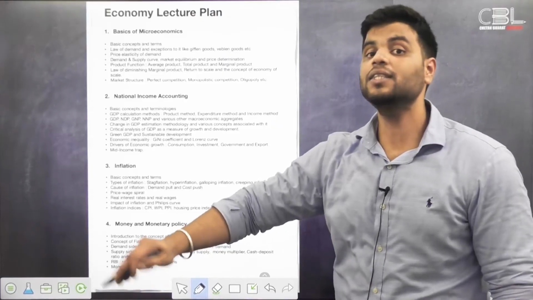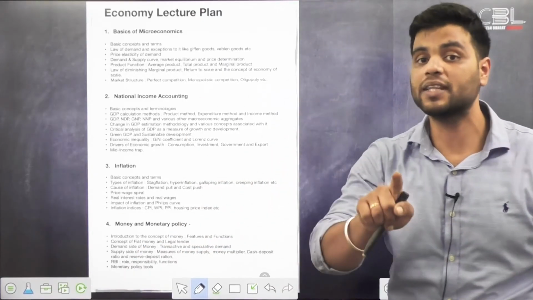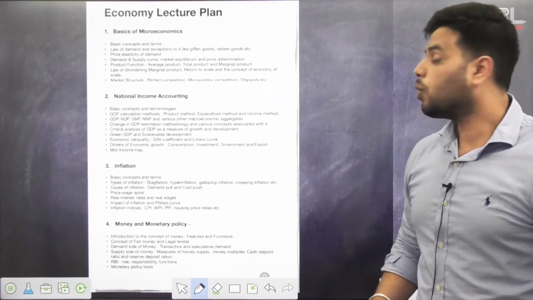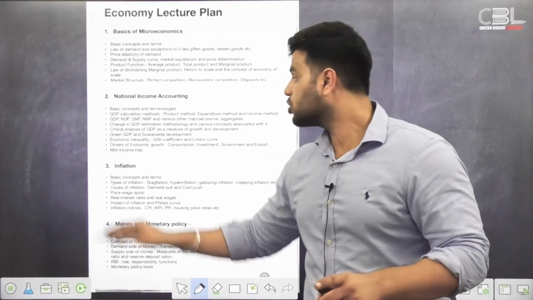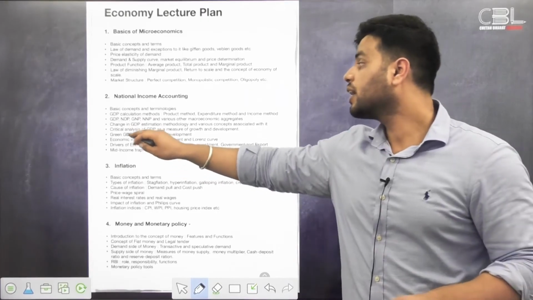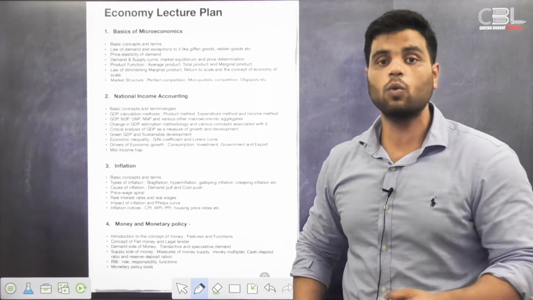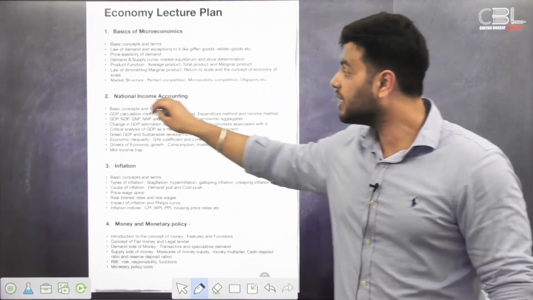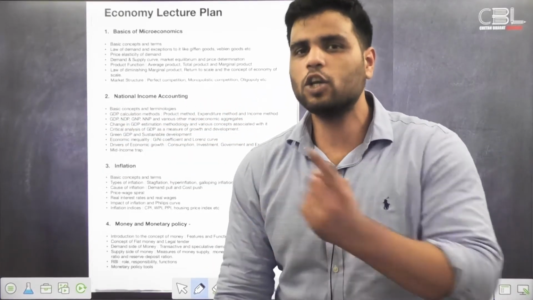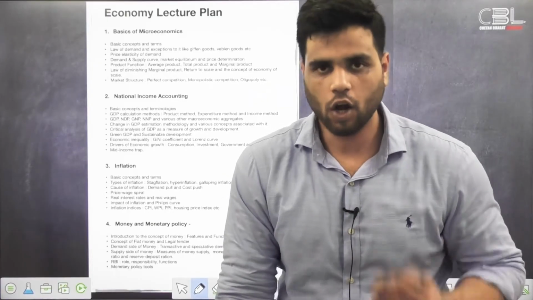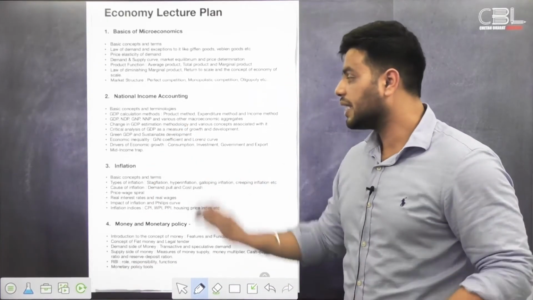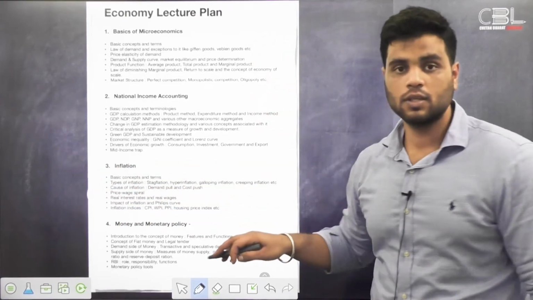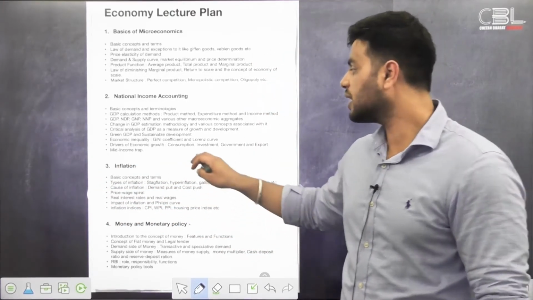Then we'll be starting with macroeconomics, and the first topic that we shall cover in macroeconomics would be national income accounting. In national income accounting we shall cover GDP, GNP, what is green GDP, what is economic inequality, what are drivers of economic growth. All these important components we'll be covering, and this particular topic might take 2 lectures. Then after that, we'll be studying inflation. Within inflation, there is a plethora of concepts that we shall be covering.